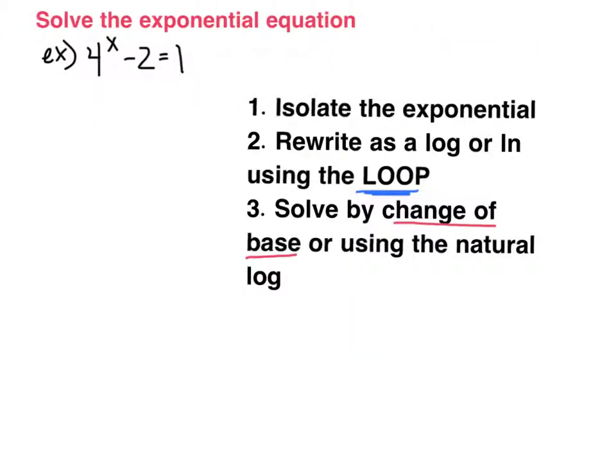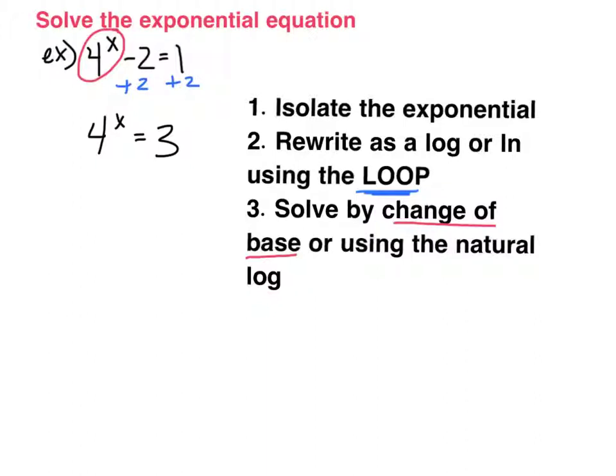Okay, so now we're going to solve this exponential equation. 4 to the x minus 2 equals 1. The difference here is that we just have one exponential. It's not an exponential set equal to another exponential. So what I'm going to do is isolate 4 to the x. Right now there's a minus 2. How do I get rid of that minus 2? I add 2 to both sides. So now I have 4 to the x equals 3.